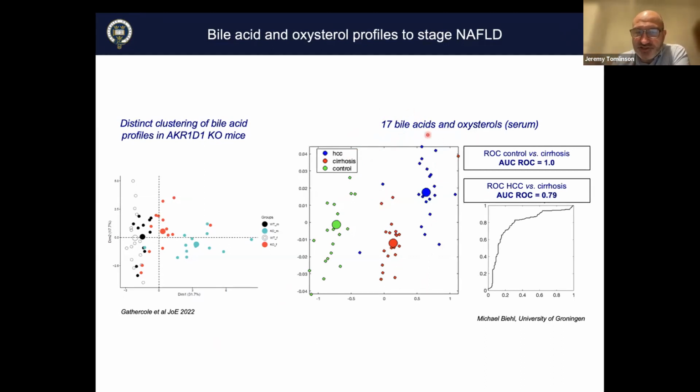And here we've just got a limited profile of just 17. But what you can see is that there's very clear separation between our controls in light green, those patients with cirrhosis in red, and those patients with hepatocellular cancer on a background of cirrhosis in blue, such that there is excellent performance at being able to distinguish our controls versus cirrhosis. And actually, bearing in mind this is a small cohort, it's very much the discovery cohort, a promising area under the curve, being able to distinguish HCC from patients with cirrhosis.